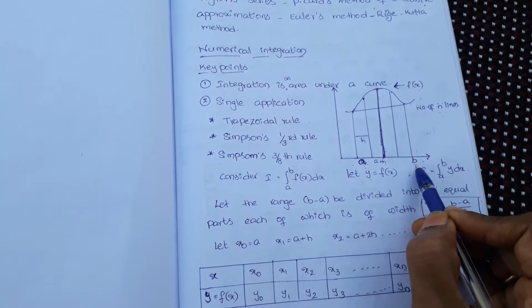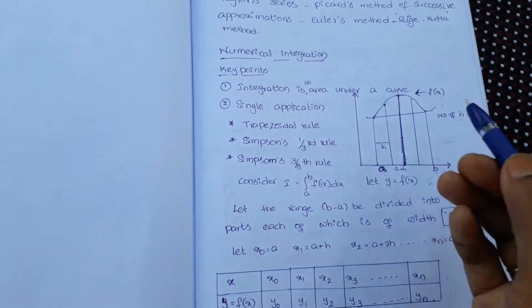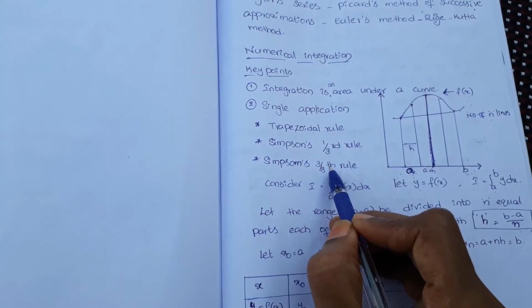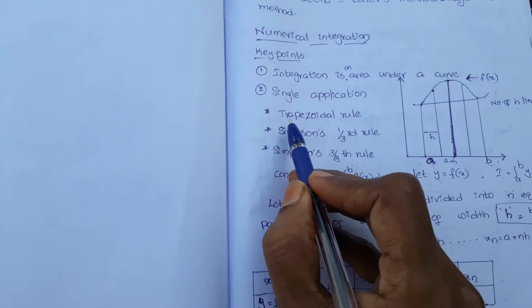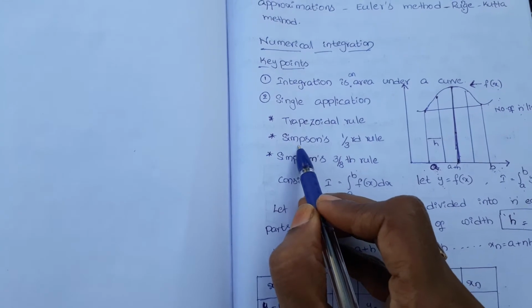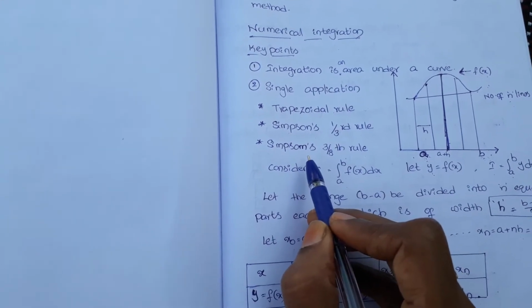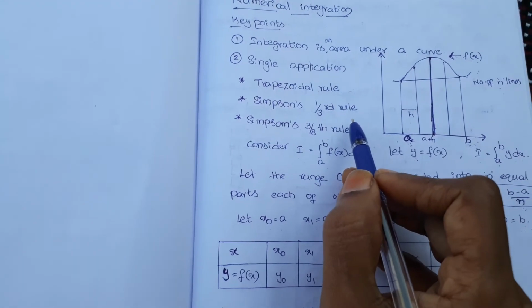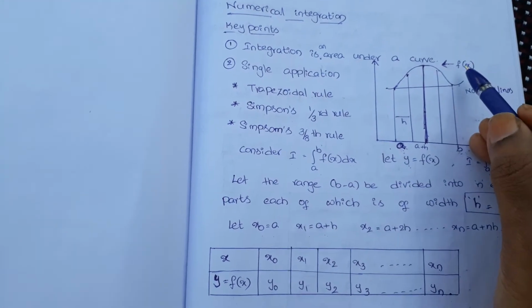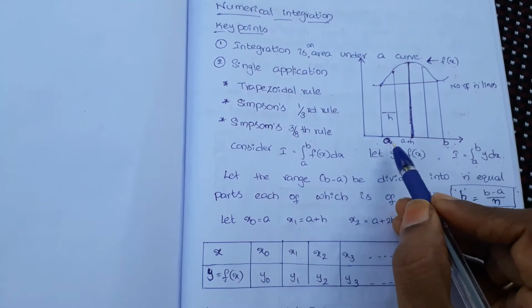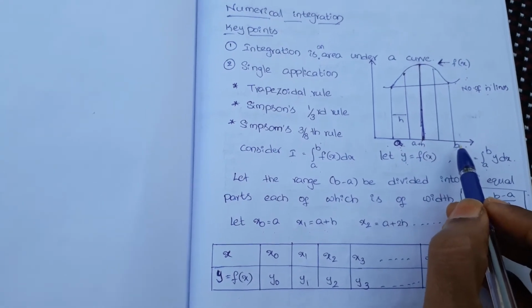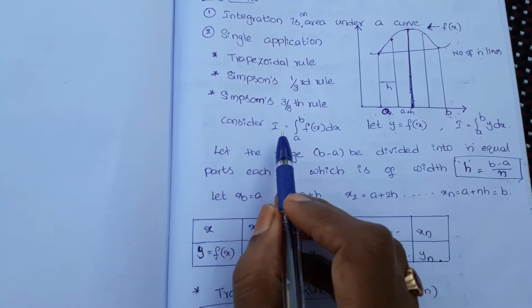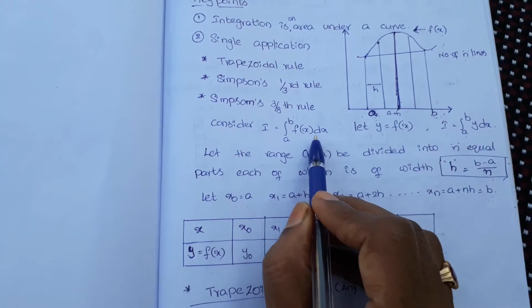a and b. For that there are three rules. Those are the trapezoidal rule, Simpson's 1/3 rule, and Simpson's 3/8 rule. By using these three rules, we can find the integral value of the given function between the limits a and b. Consider I is equal to integral a to b f of x dx.